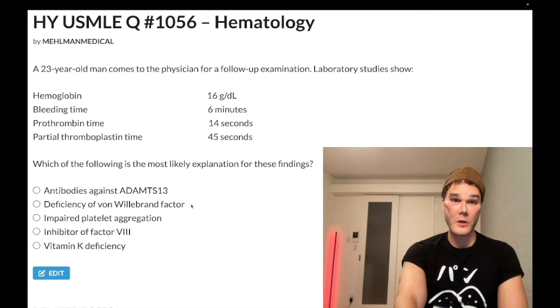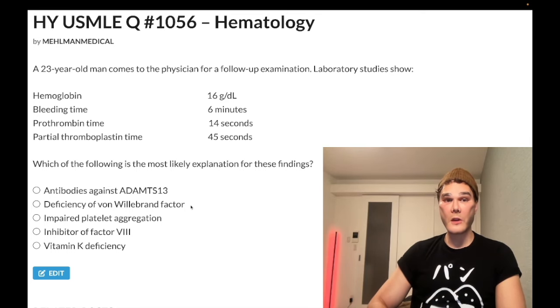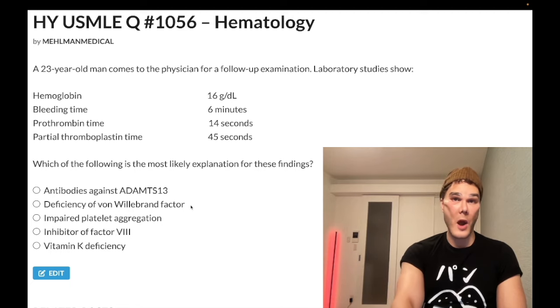Von Willebrand factor bridges glycoprotein 1b on platelets to vascular endothelium and underlying collagen. That's its primary role. So if it's deficient, then of course our bleeding time is elevated. It's only a mere secondary role, however, that it can stabilize factor VIII in plasma. That's why your PTT is only elevated in about half of vignettes. Choice B, wrong answer.